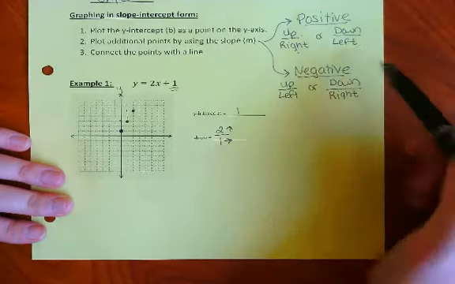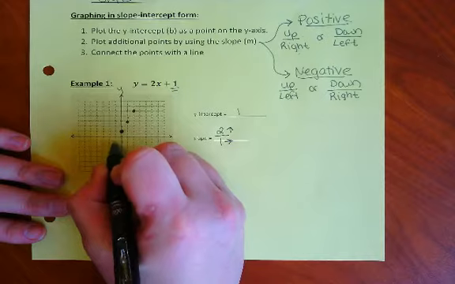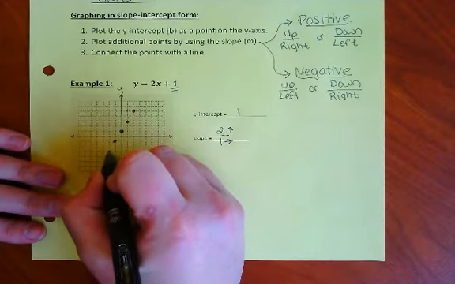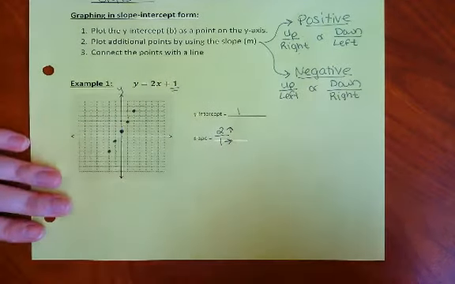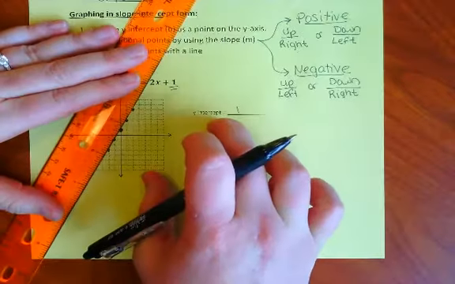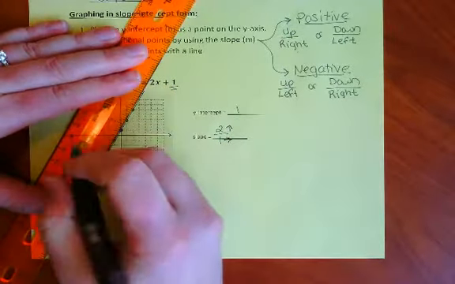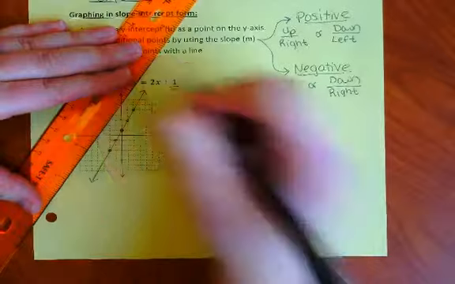I can also go down and to the left. So if I start back at my y-intercept, I can go 2 down and 1 to the left. I'm still going to be creating points on the same line. Once I've created about 3 to 4 points, I'm going to use my ruler and connect them, making sure the arrows of the line are off the coordinate plane or off the grid.